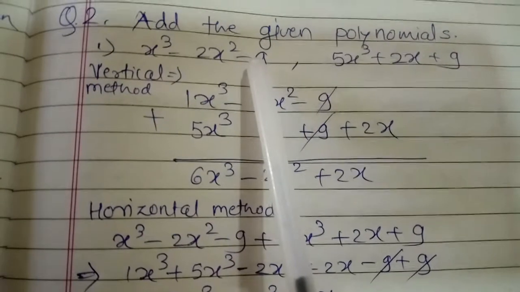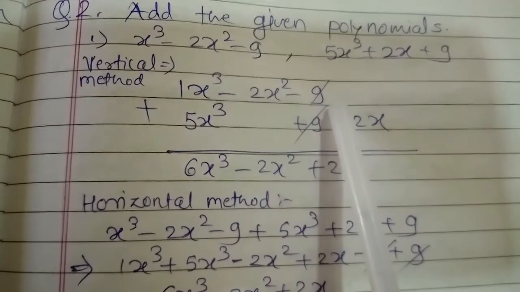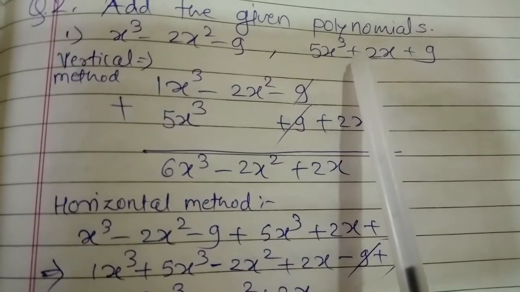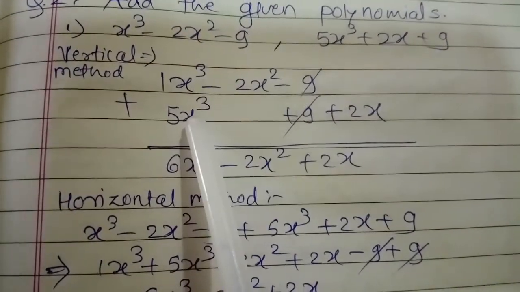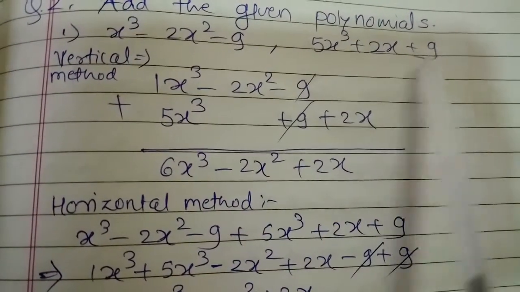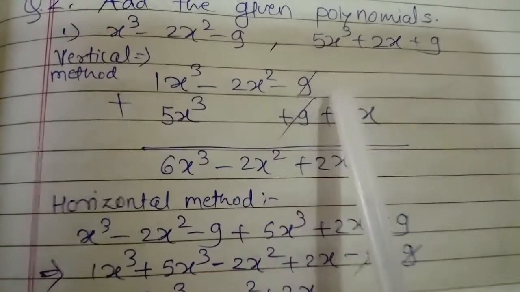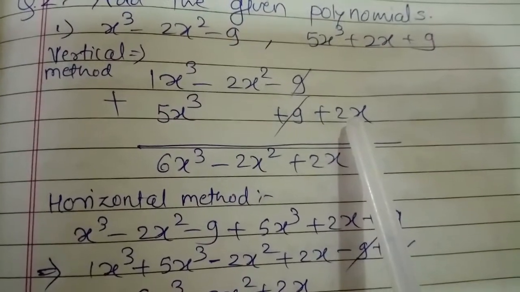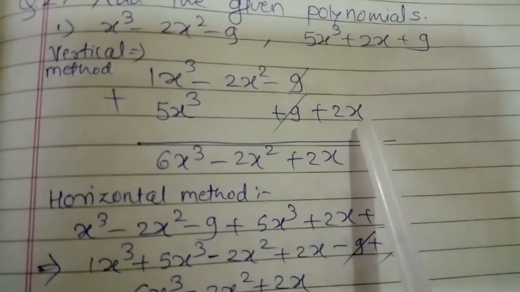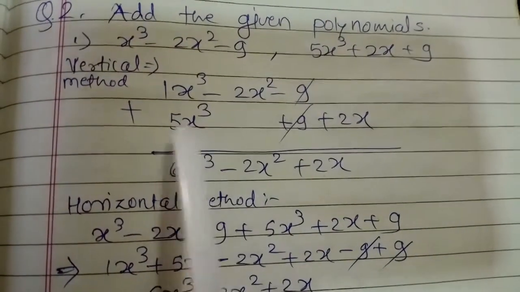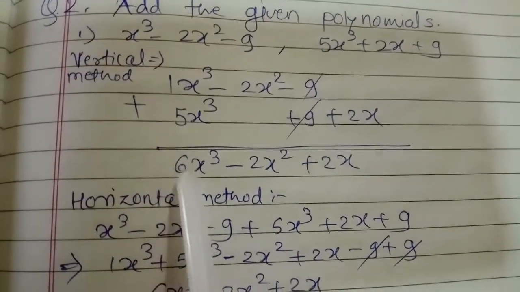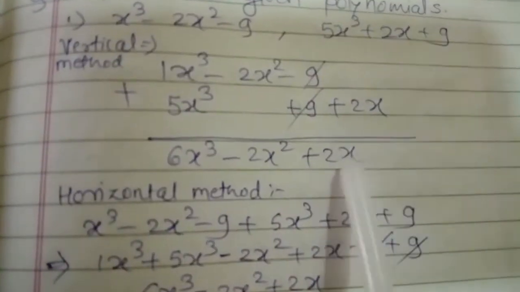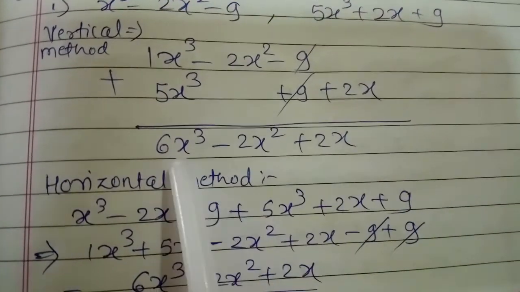First we write down the first polynomial as it is, x cube plus 2x square minus 9, and below that we write down the second polynomial considering the similar terms. So 5x cube you write below the x cube term. Since there is no square term, you keep the space empty. After that you write the number below the number, and there is no similar term found to x, so you write it at the last. And so we take the addition. 5 plus 1, there is a 6, minus 2x square as it is, plus 9 cancels with minus 9, and plus 2x is as it is. So this is the answer.